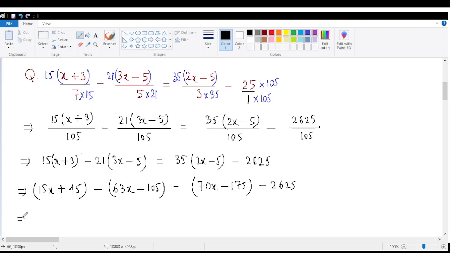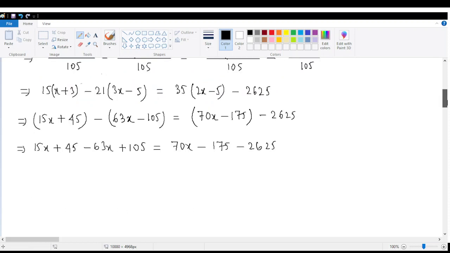Now we will open the bracket. Before opening the bracket, just remember, if there is a negative sign outside, all the elements inside the bracket will alter their signs, otherwise nothing changes. So here no changes, 15x plus 45. Here alteration happens, 63x positive earlier now will be negative, 105 negative earlier now will be positive. And here no changes, 70x minus 175 minus 2625.